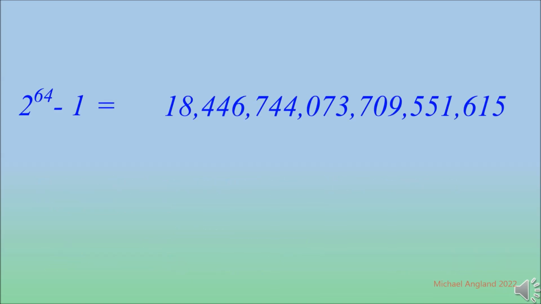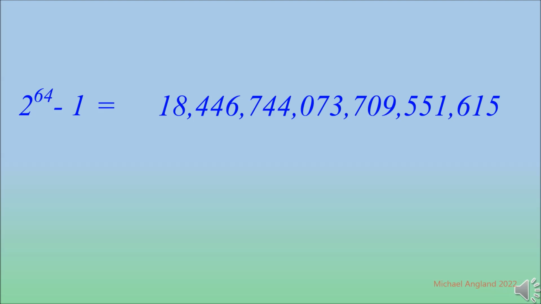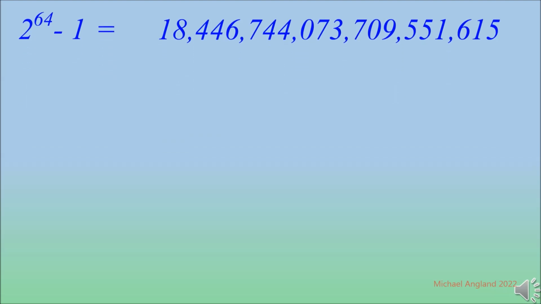The next number I want to look at is this, 2 to the power of 64, and from that we subtract 1, which gives this number, which is read as 18 quintillion, 446 quadrillion, 744 trillion, 73 billion, 709 million, 551,615. This number represents a very particular number of things, and we'll have a look at what it represents in the next slide. I'll move this number to the top of the screen and now introduce a chessboard.